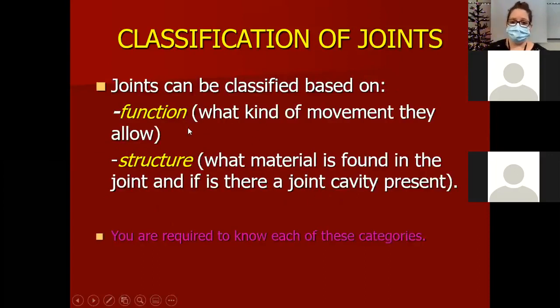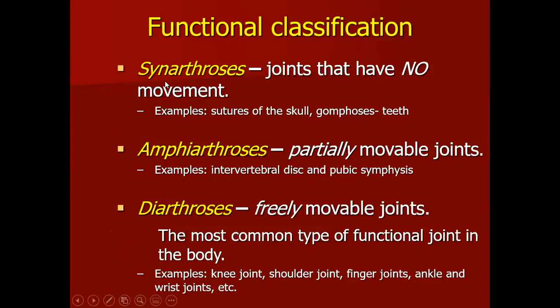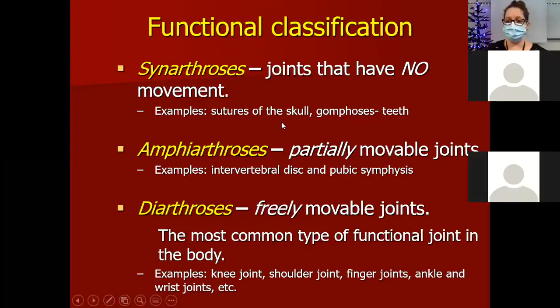Joints can be classified based on what kind of movement they allow or what material is found. You are required to know each of these categories. I didn't write that, but I believe that. That is something that you are required to know. The fun begins. You have synarthroses. These are joints that have no movement. Tell me, where in your body is a synarthroses?